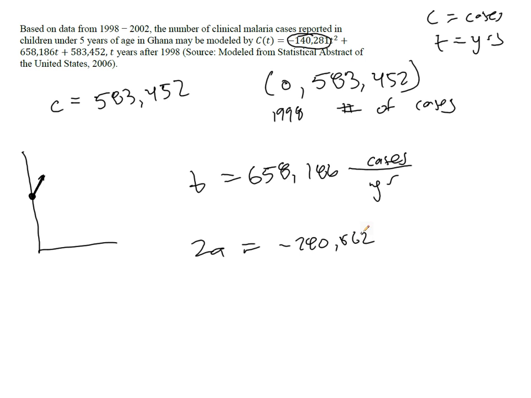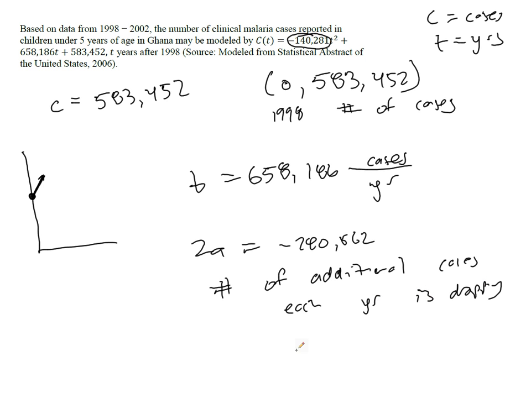So that means that the number of additional cases each year is dropping by 280,562 cases per year. So the number of additional cases is dropping by that much. That means the change in the number of cases is getting less severe.